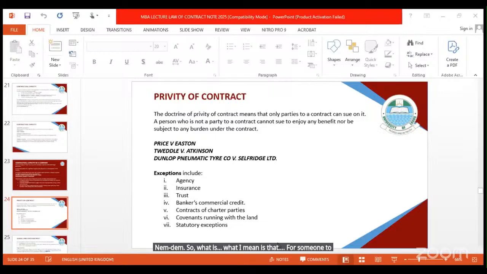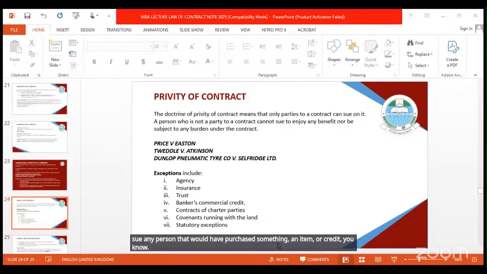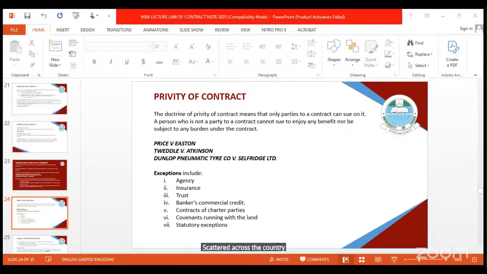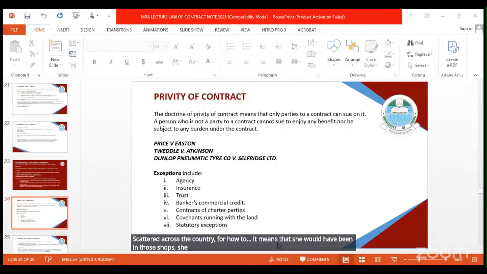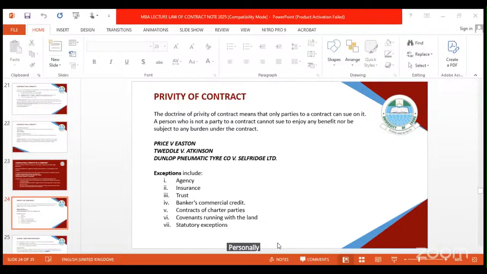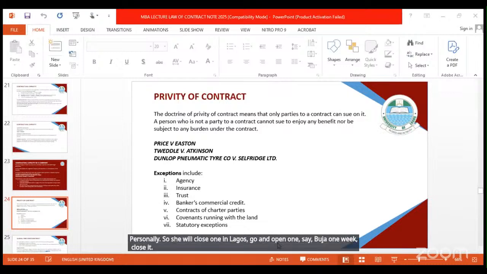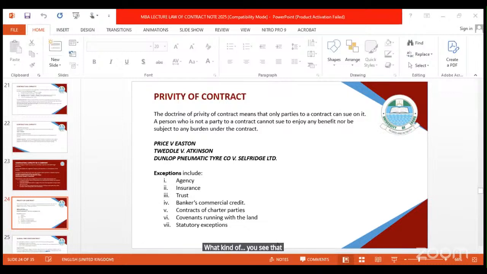What I mean is that for her to sue any person who purchased an item on credit in the shops scattered across the country, it means that she would have to be in those shops personally. So she will close one in Lagos, go and open one, say in Abuja for one week, close it, go to Kano. You see that the market cannot flow that way.